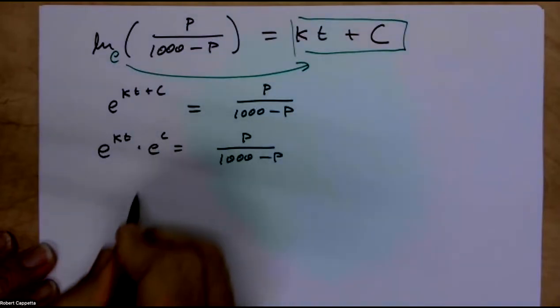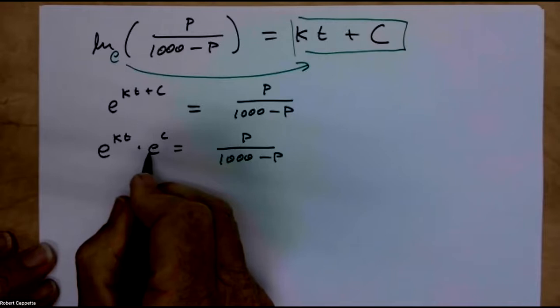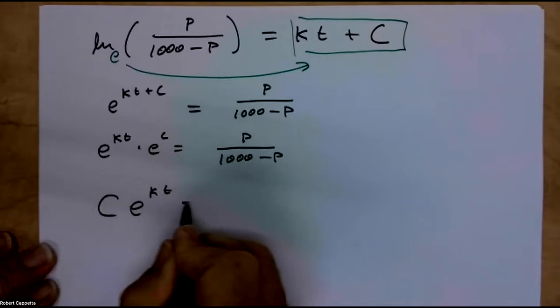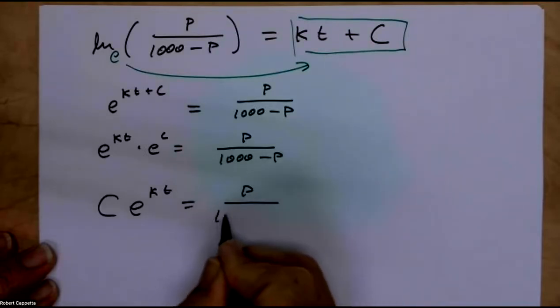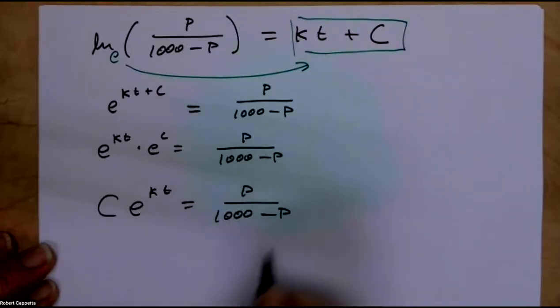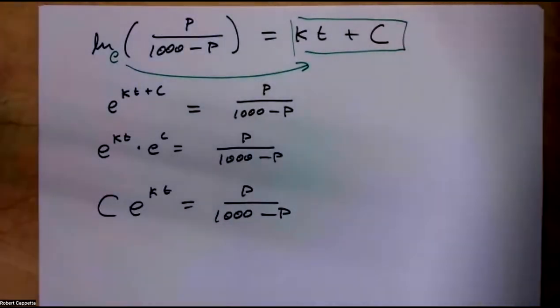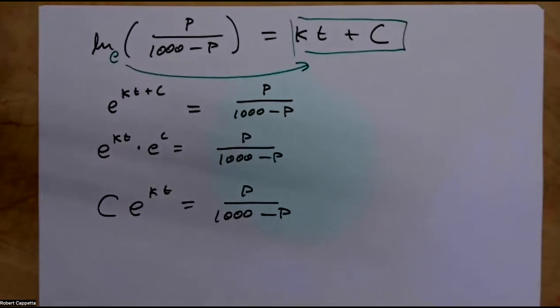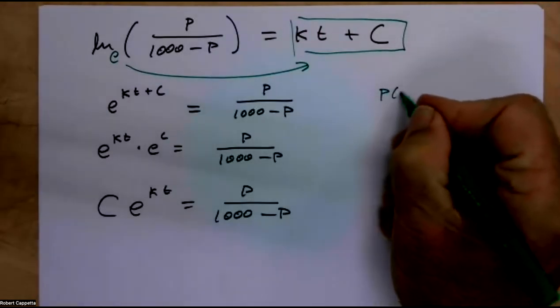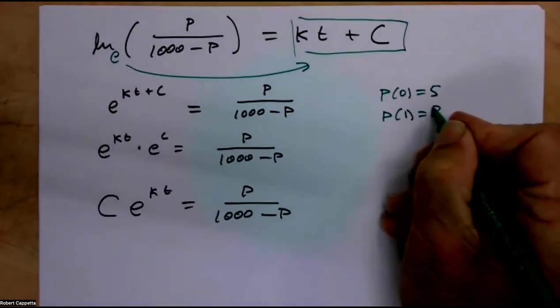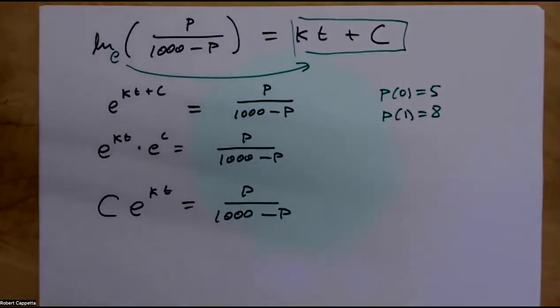E to the c is an arbitrary constant again. E is a number, 2.718, to a c is just a different c. C e to the kt is p over 1,000 minus p. What were we given on the first page? We said p of 0 was 5 and p of 1 is 8.